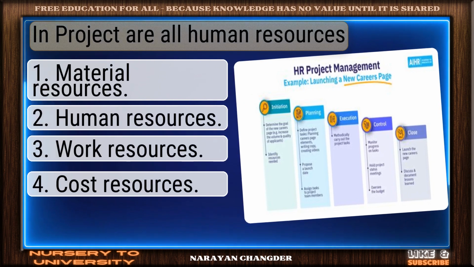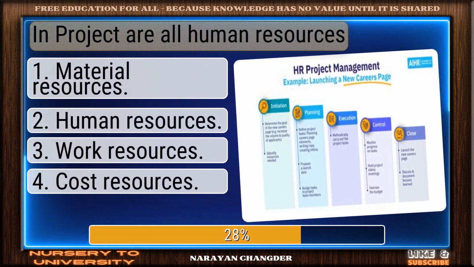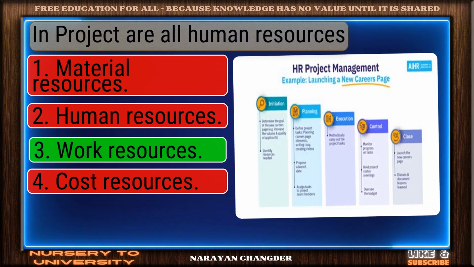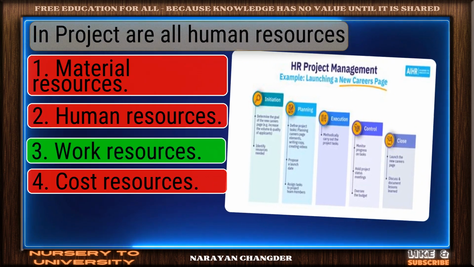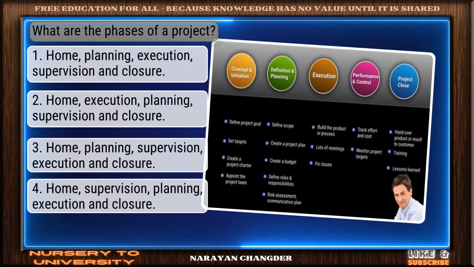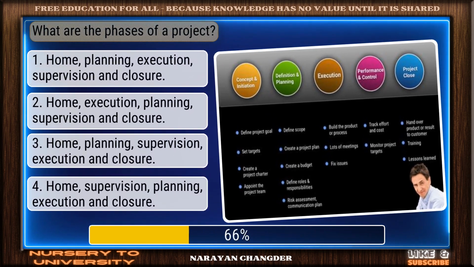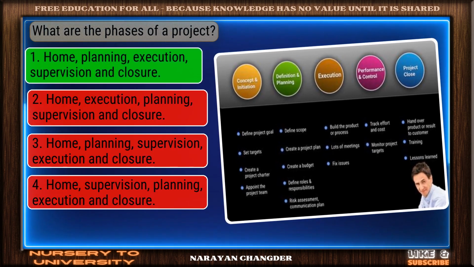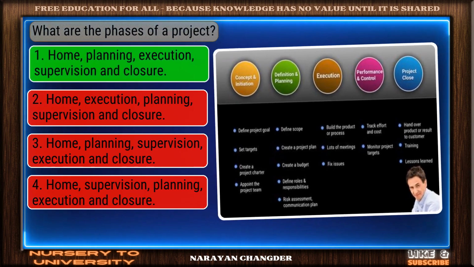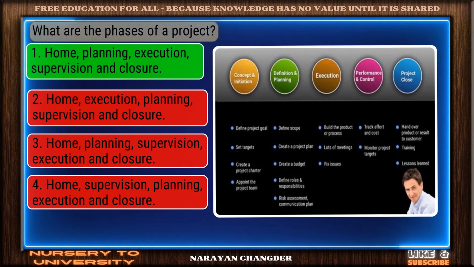Question number 35. In project, all human resources are. Good thinking. Work resources is the right answer. Question number 36. What are the phases of a project? Valid point. Start, planning, execution, supervision, and closure is true.